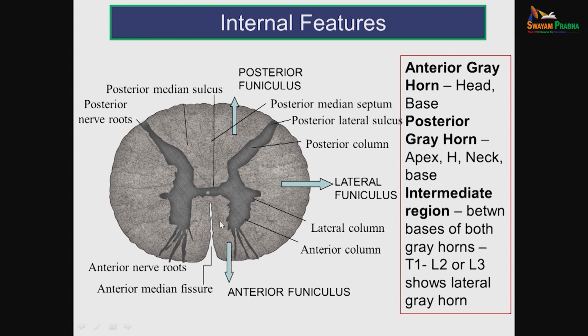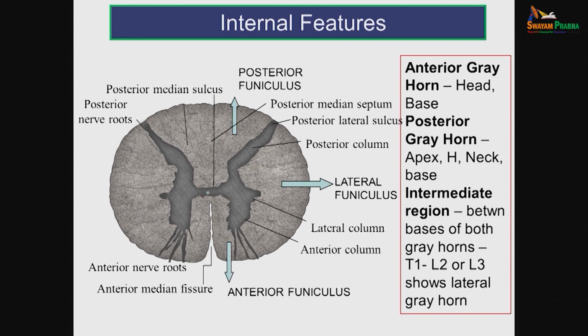It has two ventral grey horns and two dorsal grey horns, and these right and left grey horns are joined by a grey commissure. This is the grey commissure in which you have the central canal. If you look at this picture, you can see that this is the ventral grey horn and this is the dorsal grey horn.